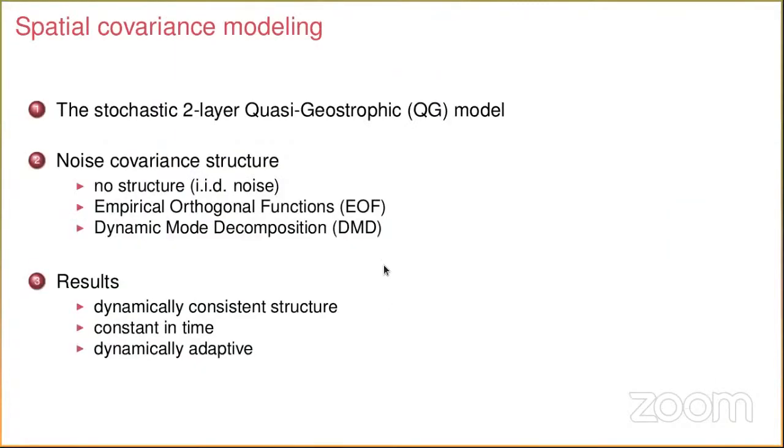So to wrap up, we saw the effect of different definitions of the spatial covariance in the stochastic parameterization for a two-layer quasi-geostrophic model. In particular, I showed the cases when either no structure is defined, so it's just assumed to be independent, identically distributed noise, or when it's defined by means of either empirical orthogonal functions or dynamic mode decomposition. The results showed us that mathematically correct is not enough. We have to take care of the dynamics or the physics that the system is modeling. We also saw that using a constant in time pattern leads to a larger spread in the ensemble, but not always to the best improvement in the results. On the other hand, dynamic adaptive definition of the spatial covariance leads to a smaller spread in the ensemble, but greater improvement in the total variance and in the eddy kinetic energy.